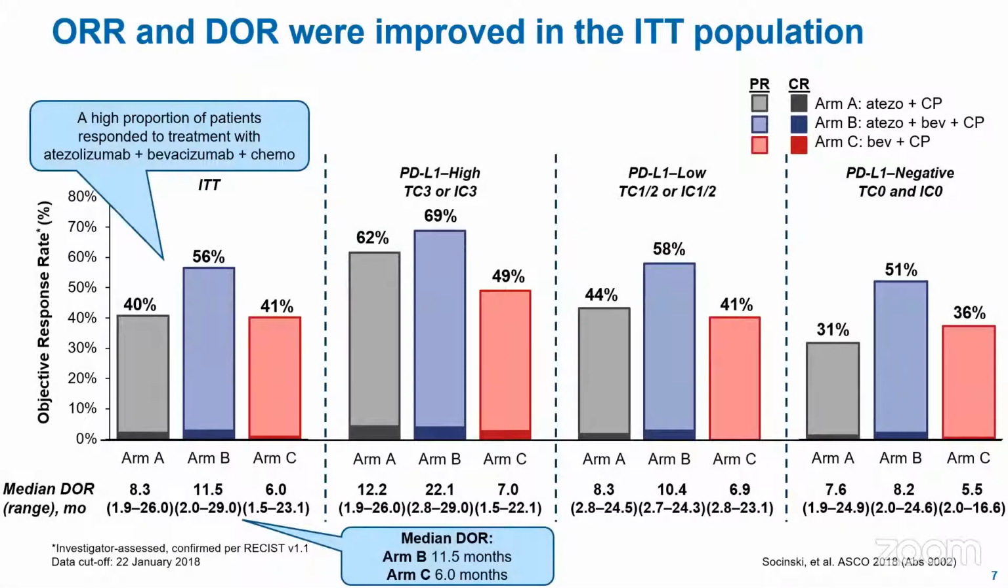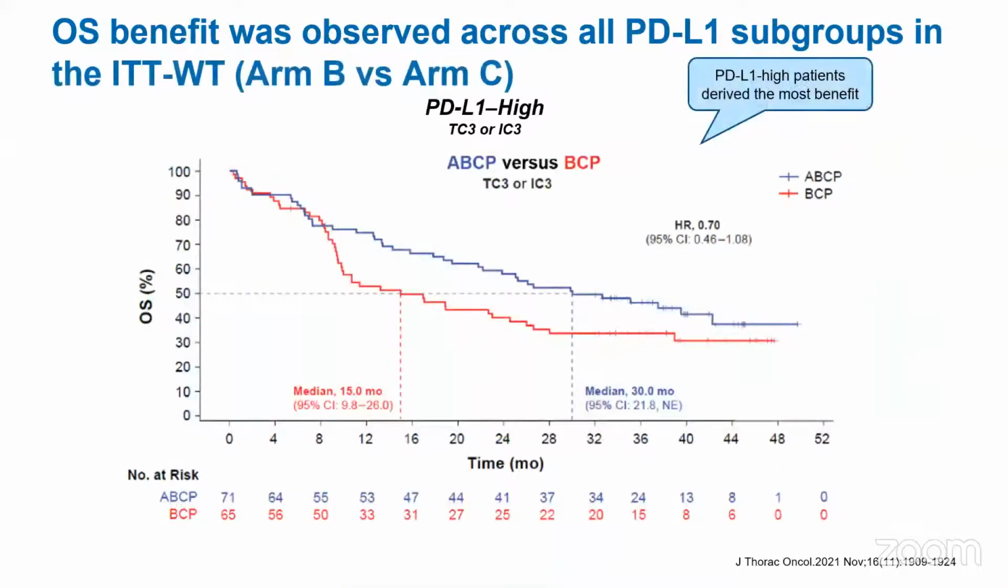So that was about, as I mentioned, the overall responses and the duration of responses, which were significantly better for the 4-drug combination versus the chemotherapy plus anti-VEGF therapy arm. Another thing highlighted by the study was that the OS benefit was observed across the various PD-L1 subgroups. In the intention-to-treat population, even patients who had PD-L1 low or zero had a benefit versus the patients who had PD-L1 high. But definitely PD-L1 high patients derived the most benefit with this arm.